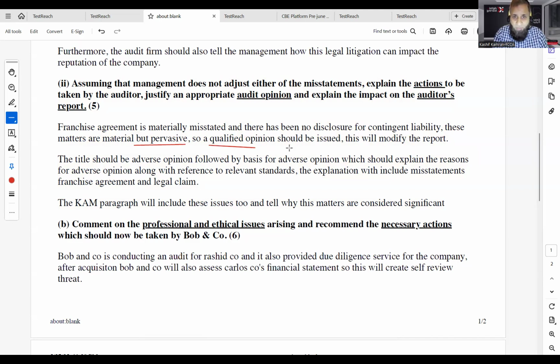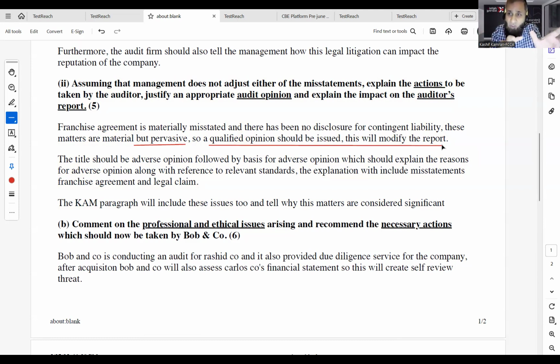So a qualified opinion should be issued. This will modify the report. So firstly, he said material but not pervasive. He said material but pervasive. So he mistakenly wrote the wrong statement and then he went to the right opinion, qualified. But again, in this part, we had to do the aggregate misstatements and we had to give an aggregate opinion. So he was technically wrong by giving answers like this.